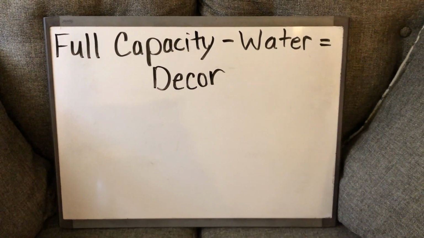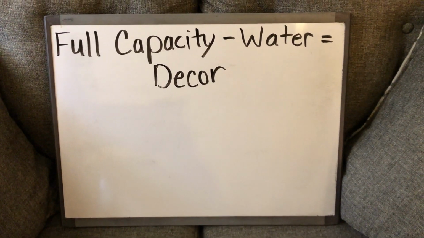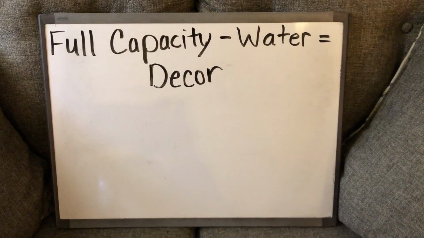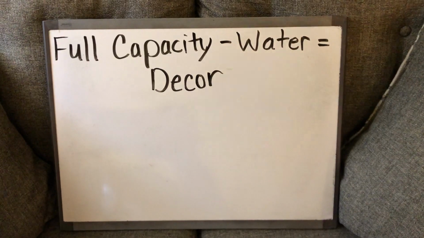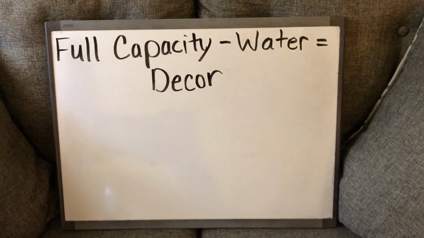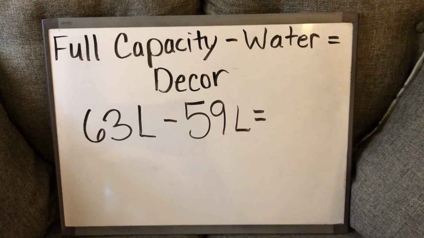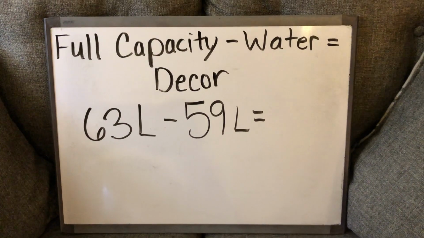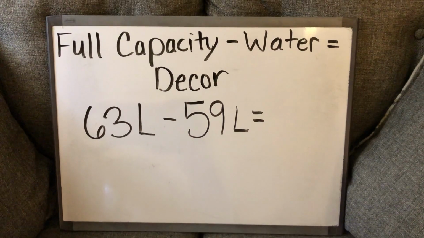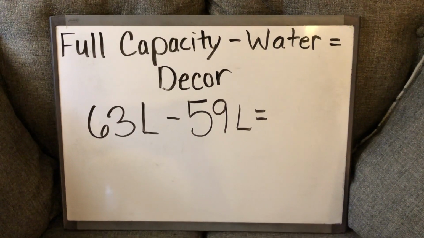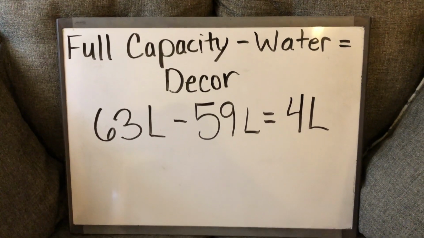To find the volume of the amount of space that was taken up by the decor, we are going to find the difference between the full capacity of the tank with nothing in it and subtract the amount of water that we were able to put into it. This is going to leave us with the amount of space that was taken up by the decor. Remember, our full capacity is 63 liters. Let's subtract the 59 liters of water that we added. How many liters of volume were taken up by the decor? 4 liters of space was occupied by the decor.